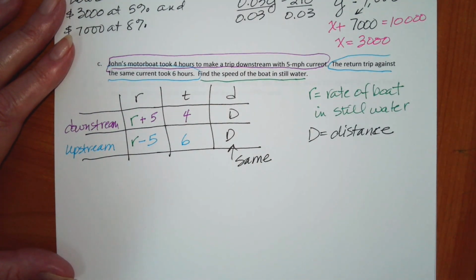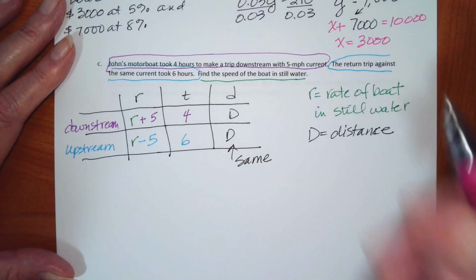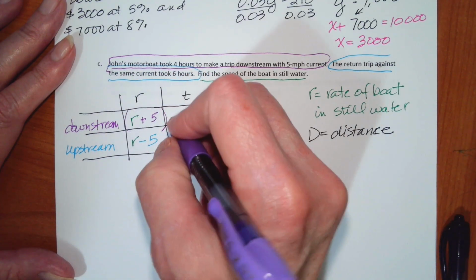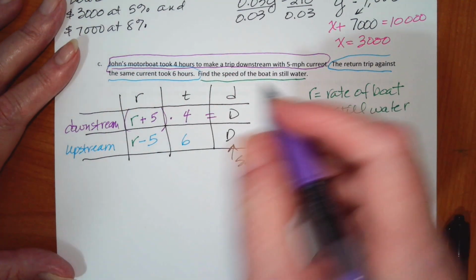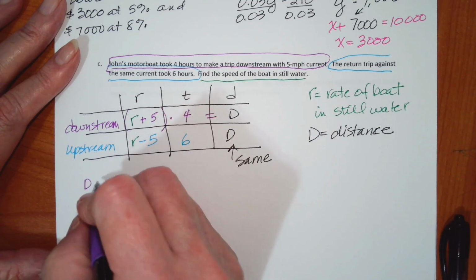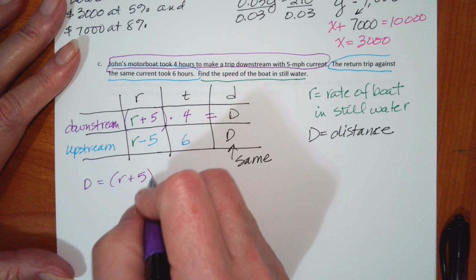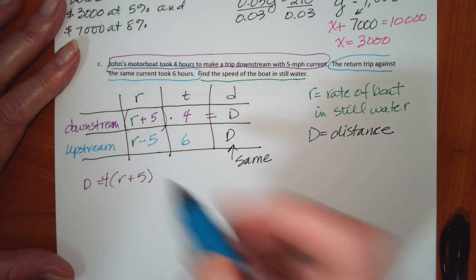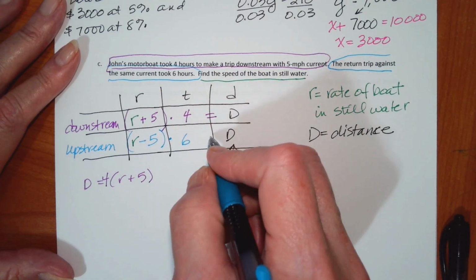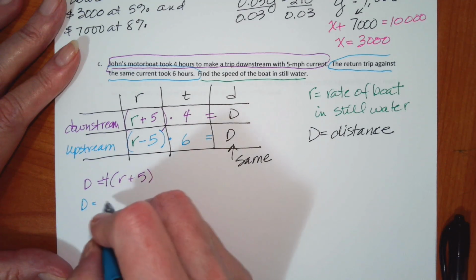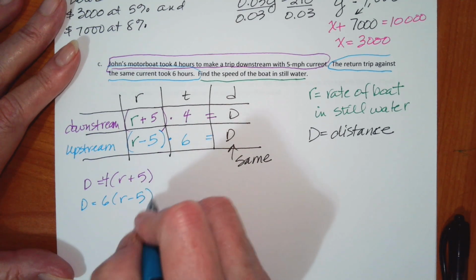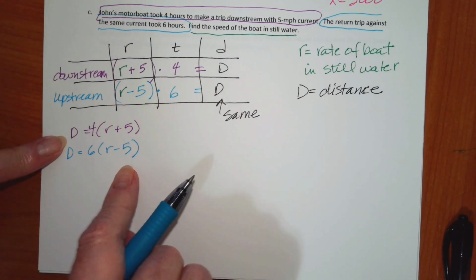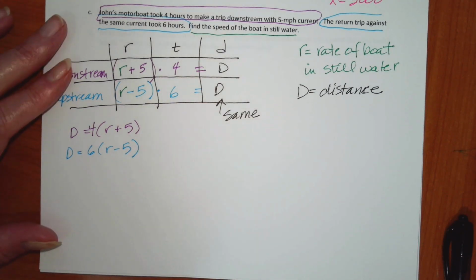So I know that on my downstream, if I multiply r plus 5 times 4, that's going to equal my distance. So distance is equal to 4 times r plus 5. For my second one here, I know that the distance is equal to 6 times r minus 5. Well, the distances are the same, so I just set these two equations equal to each other.